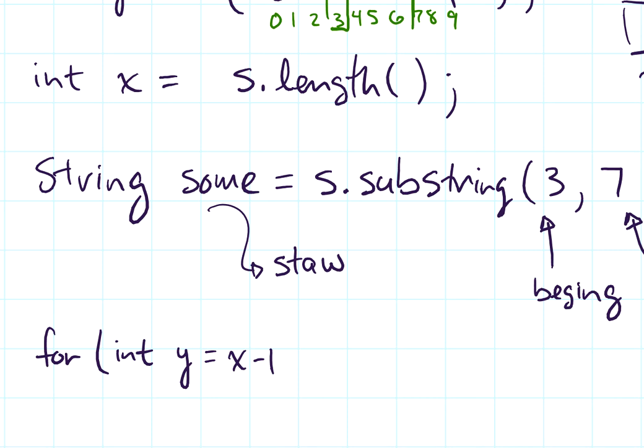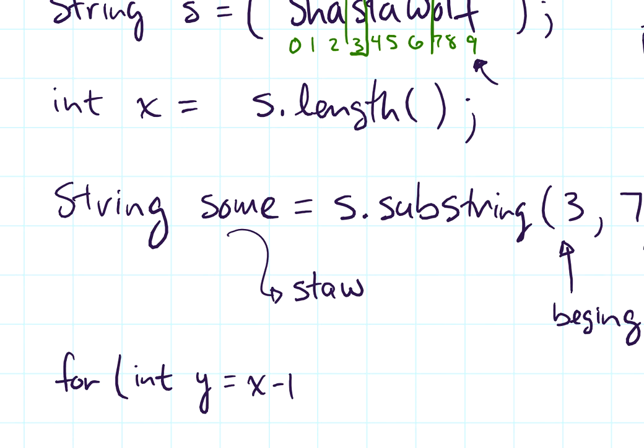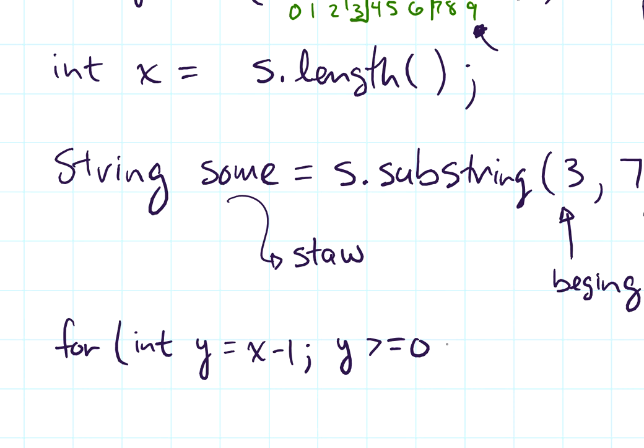Okay, I'm going to start my for loop at x minus 1. Remember, there's 10 characters. 10 minus 1 is 9, so that's going to allow me to start right here with the 9th character in the loop. So that will get the f. Now I'm going to continue as long as y is greater than, let's see, it has to be greater than or equal to 0, because it could be 0 for the last time. And then the very last thing I'm going to do is I'm just going to say y minus minus.